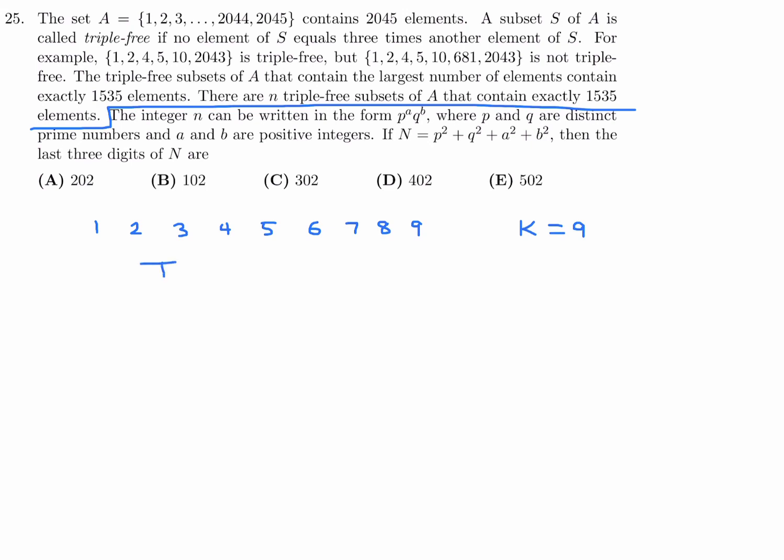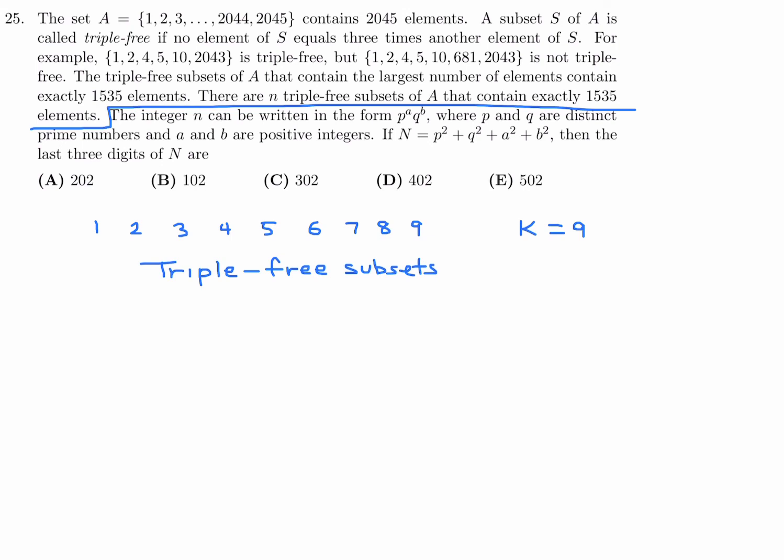Now my goal is to find triple free subsets. So triple free subsets from the definition are basically a subset where no element is 3 times another. So for example, I can't put 3 and 9 in a subset because 9 is 3 times 3. So I've got to make subsets that are triple free. The strategy is as follows, and once you understand the strategy, the question becomes a lot easier.